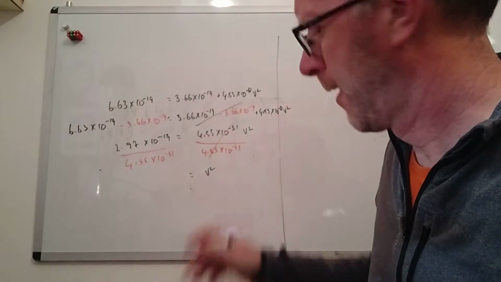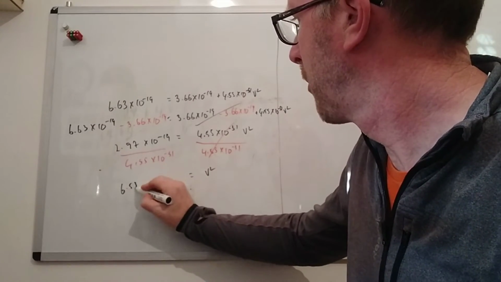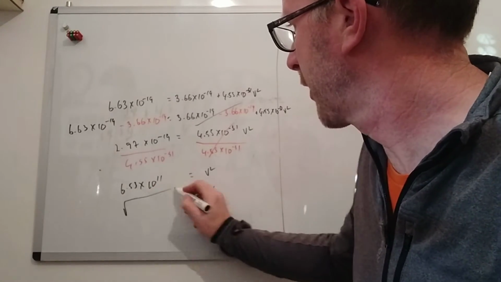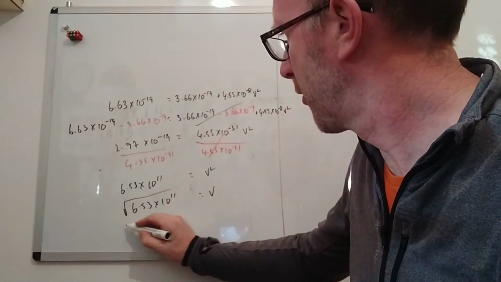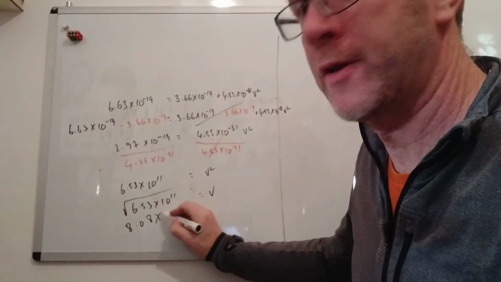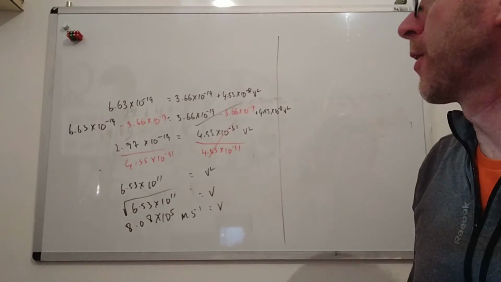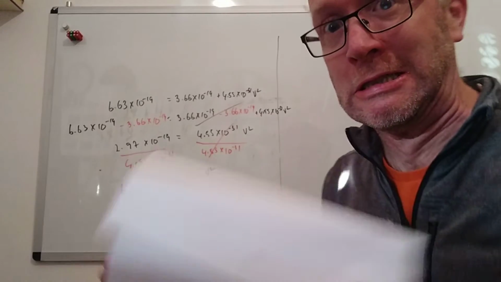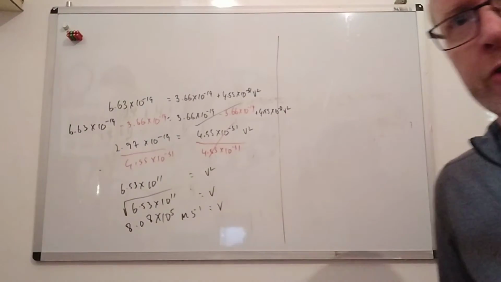I work that out, and I get 6.53 by 10 to the power of 11, and then at the end we get the square root of that, and we end up with 8.08 by 10 to the power of 5 meters per second equals v. What a lot of you were doing was bringing this across and dividing it. So let's look over here. We're going to do it by the shortcut method.